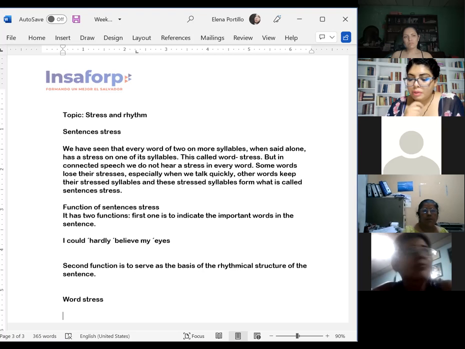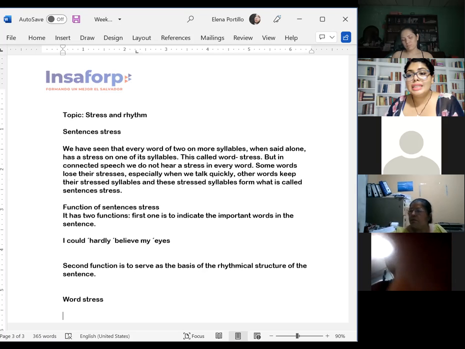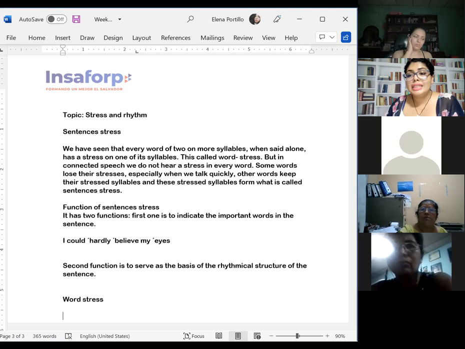So we have some examples. I am reading a very interesting novel. Dress yourself more neatly. However, it is necessary to point out that any word in a sentence may be logically stressed if it implies a special emphasis or contrast.